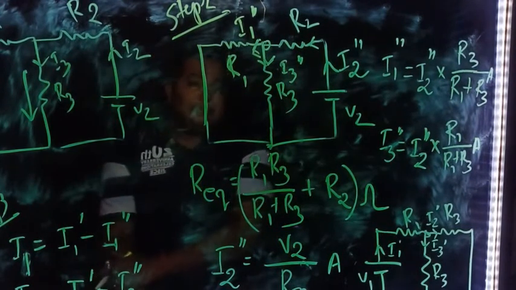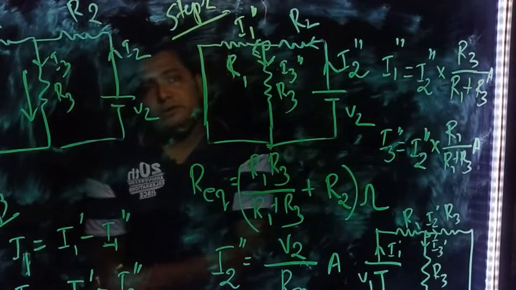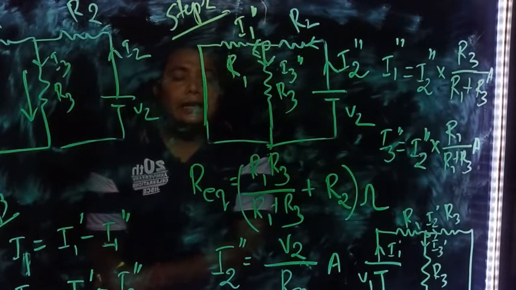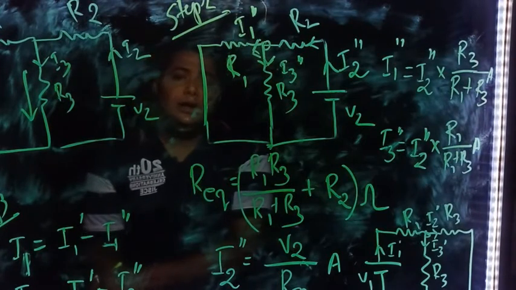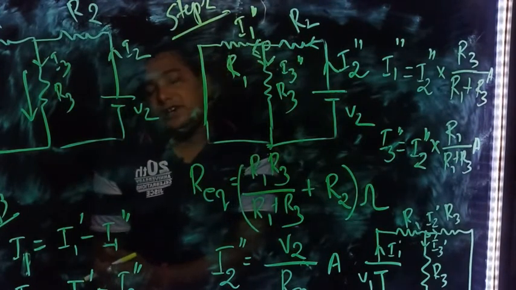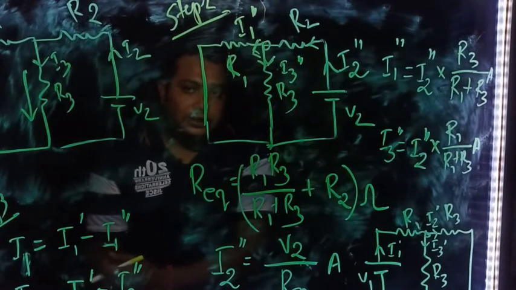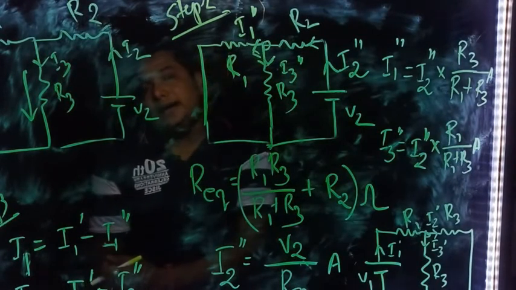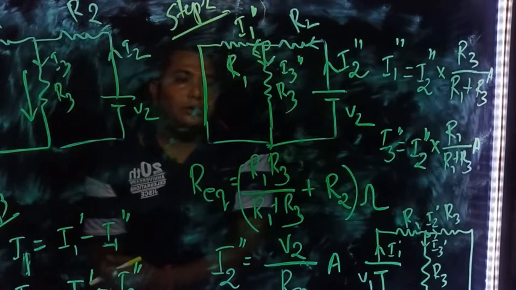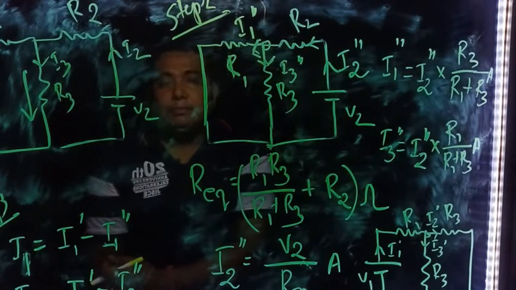Now the limitation. The limitation of the superposition theorem is that it cannot be applied for power calculation, because power is not a first order function. As far as the superposition theorem is concerned, it is a linear theorem. So we cannot find non-linear quantities, that is, not first order functions; power is a second order function. That's why we cannot apply the superposition theorem for power calculation.